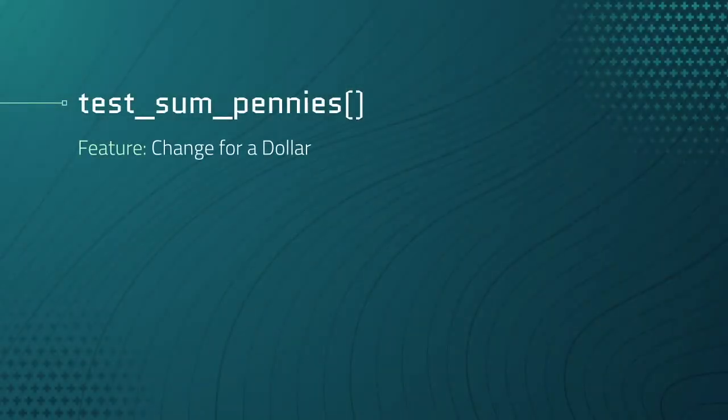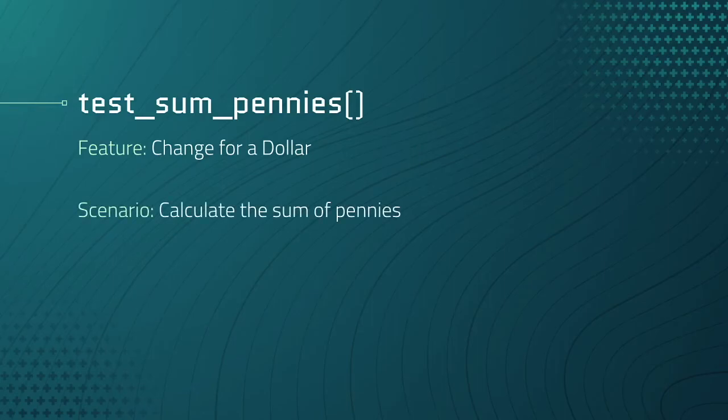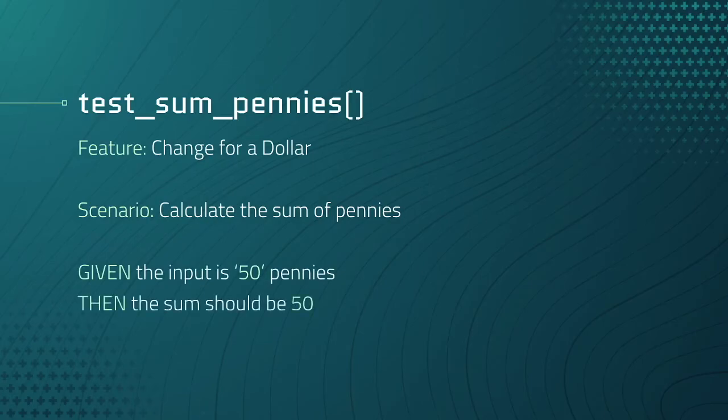The feature would be change for $1. The scenario, calculate the sum of pennies. Then with Gherkin syntax, given the input is 50 pennies, then the sum should be 50. This style of describing behaviors with examples is part of an approach called behavior-driven development, or BDD.